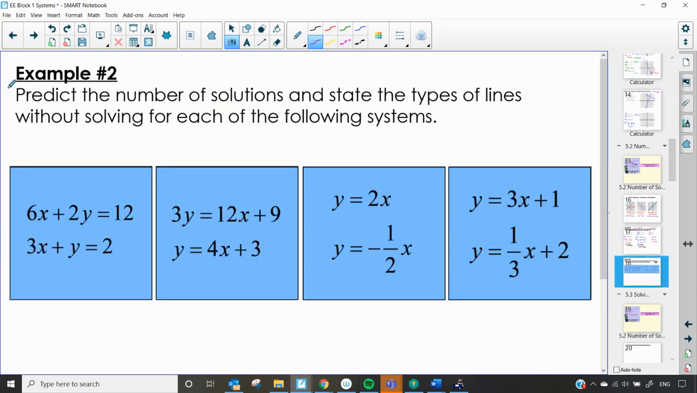So example number 2 says, predict the number of solutions and state the types of lines without solving for each of the following systems. So this might be a time where you want to pause the video, try them on your own, and then come on back. But we're going to go through them here right away.